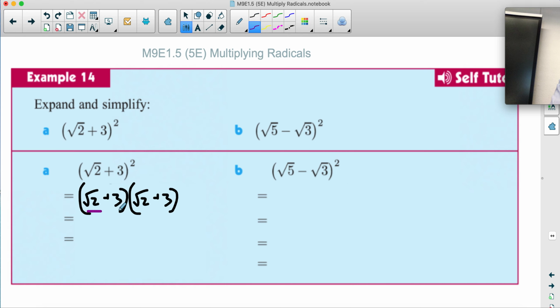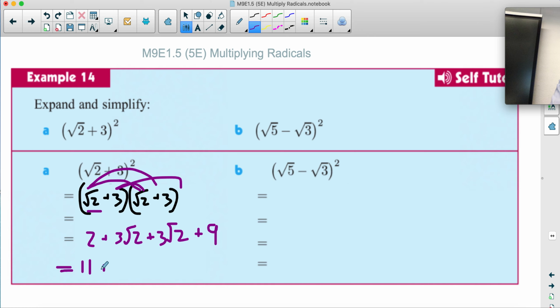So root 2 times root 2 should give you a positive 2, right? Just a 2. Root 2 times 3 gives you 3 root 2's. Look at that. We get another set of 3 root 2's from there. And then we get 9 from there. Right? So you get 11 regular numbers and 6 root 2's.